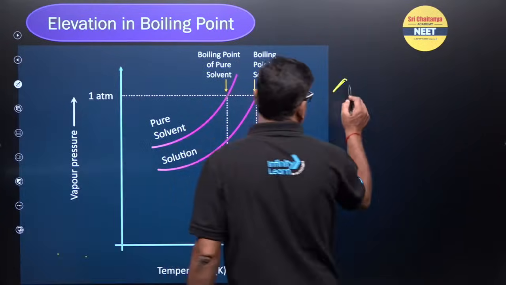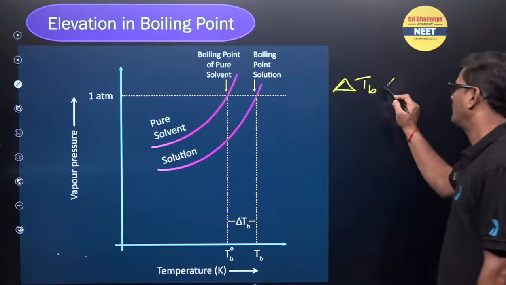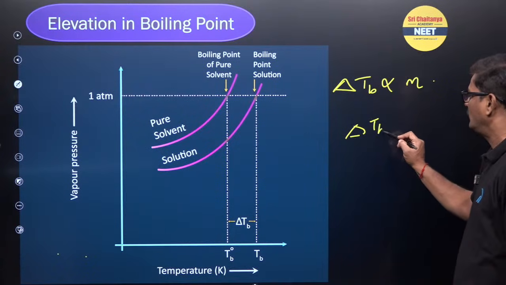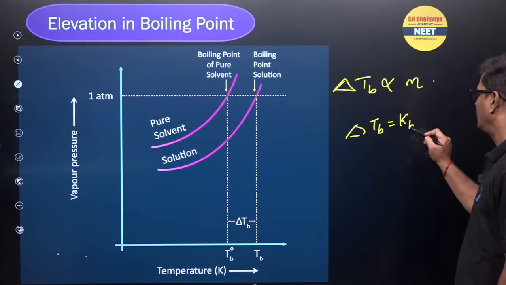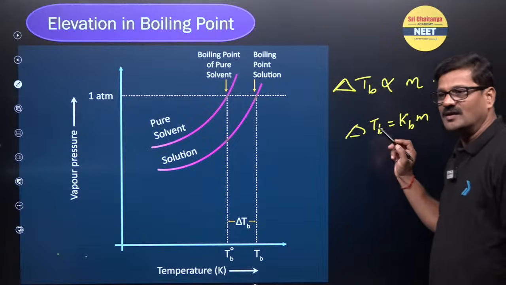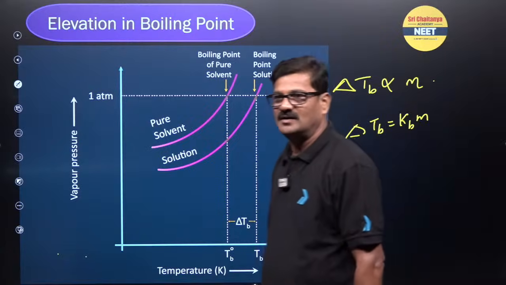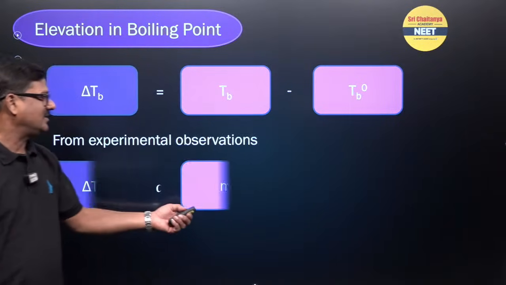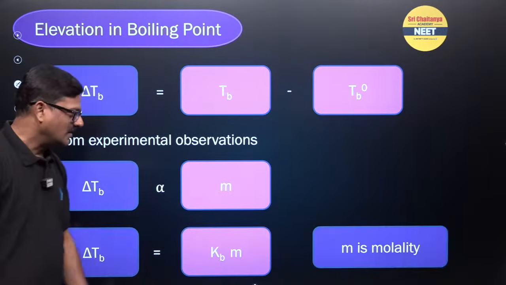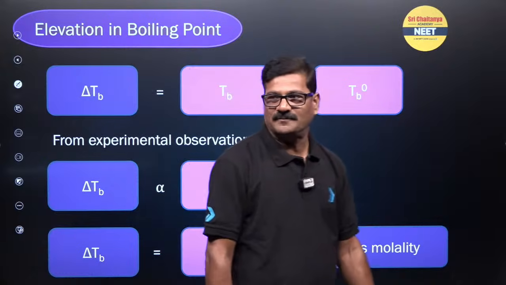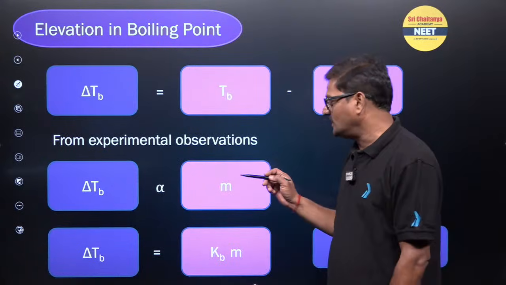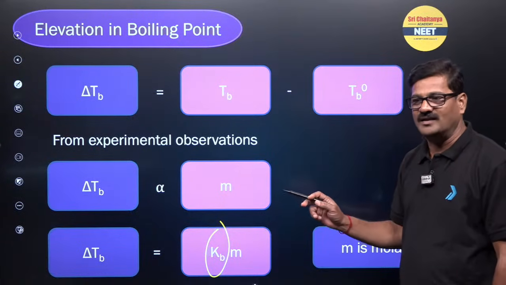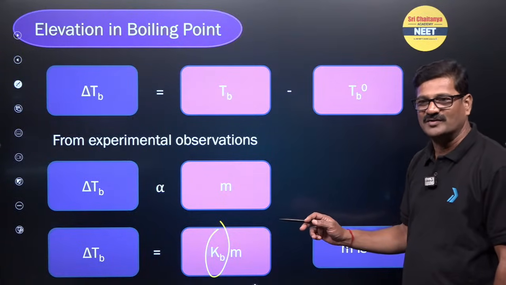The elevation in boiling point is directly proportional to the molality, and delta Tb is equal to Kb into molality. That's it. Kb is called the ebullioscopic constant or molar elevation constant. That is given in the slide in this way. So m is molality. So let's talk about what is Kb here. Kb is called the molar elevation constant or ebullioscopic constant.